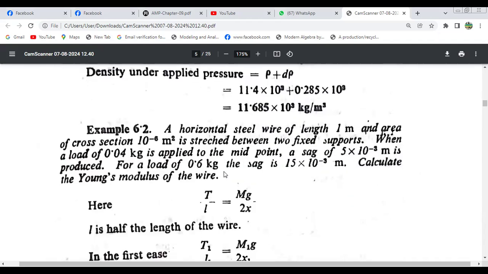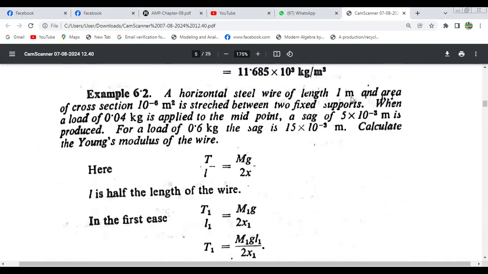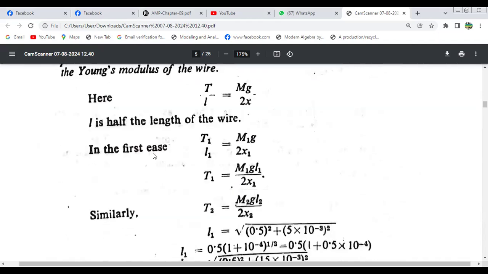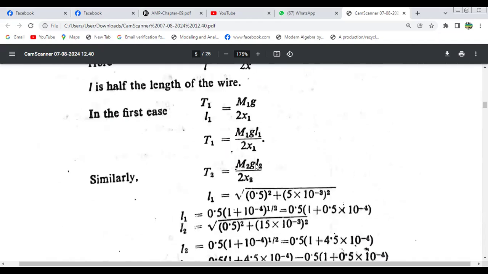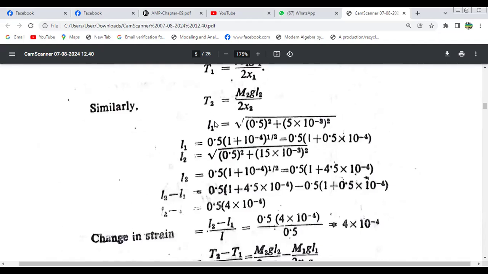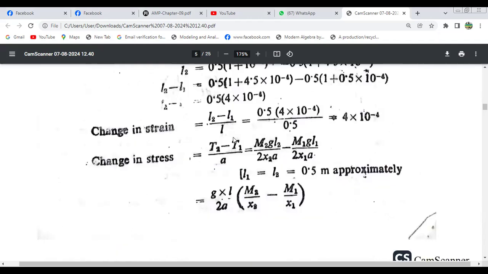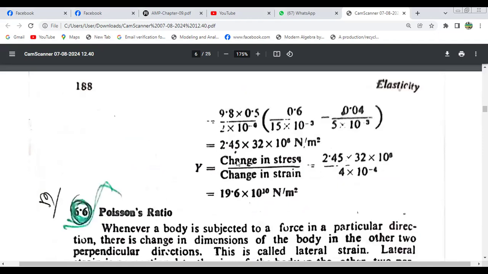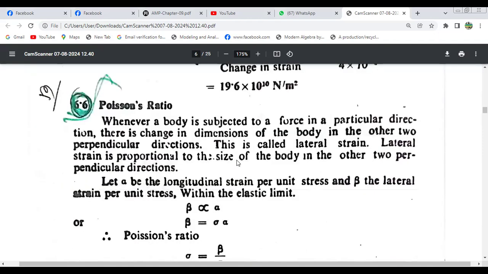So this is another example. A horizontal steel wire of length L meter and area of cross section 10 to the power minus 6 meter square is stretched between two fixed supports. We have to calculate the Young modulus for that. That means here T by L equals mg by twice x. In the first case, T1 divided by L1 equals this one. So T1 equals this, and similarly T2 equals the same formula, and the increase in length, first length will be this. So change in strain and change in stress, we get Y as the Young modulus.